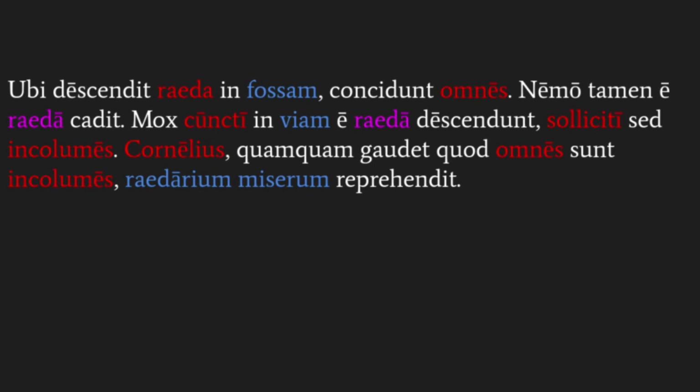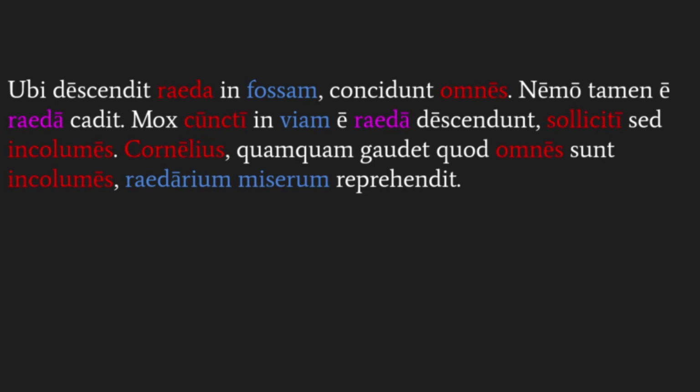So everyone falls down. Then we have nemo tamen e raeda cadit. So nemo means nobody. There's our subject. Nobody, however, tamen, right? Nobody, however, cadit, falls, e raeda, out of the carriage. And again, it's ablative because we're showing motion out of something, right? So nobody falls out of the carriage, which is good.